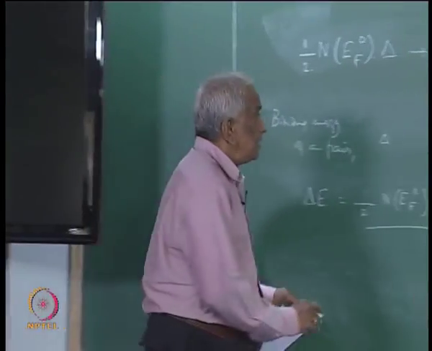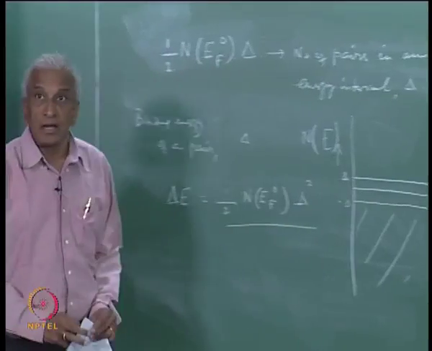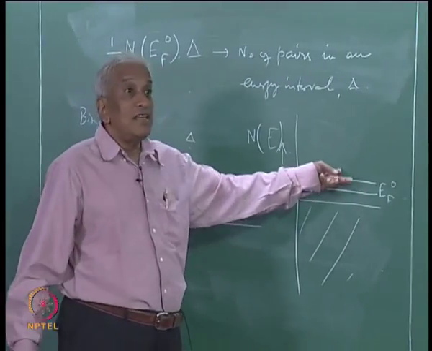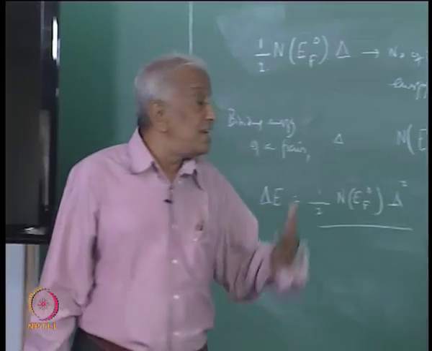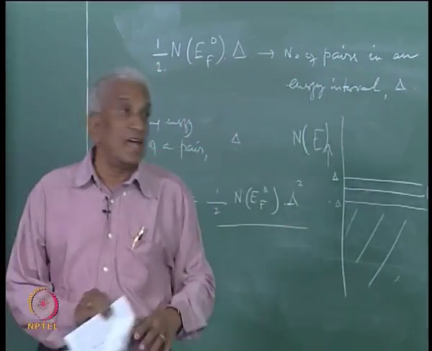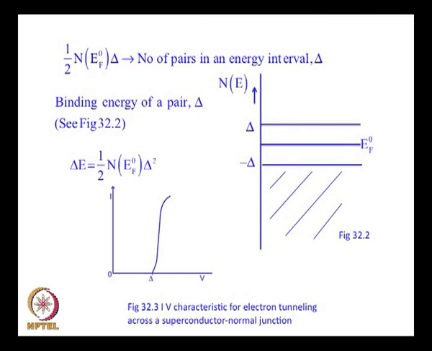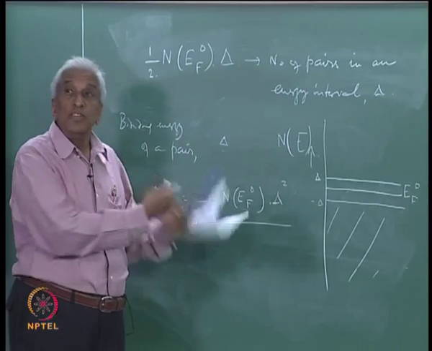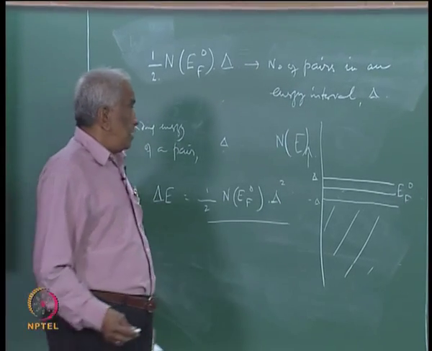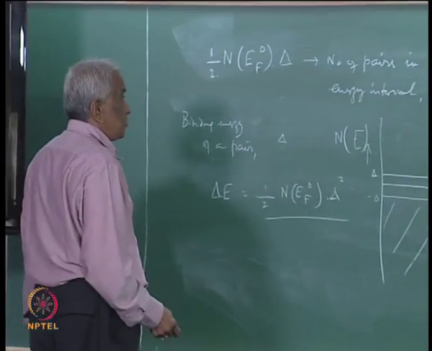So, this is the gap and no states are allowed here, and this explains the reason why there is an excitation energy of the order of 2 delta which is needed in order to excite electrons from these occupied states into the gap, explaining the exponential temperature dependence of the specific heat of a superconductor at low temperatures.